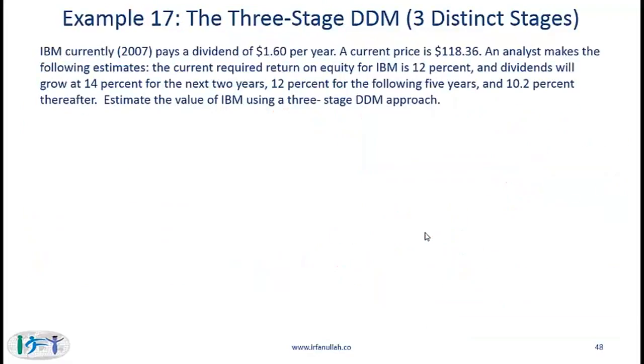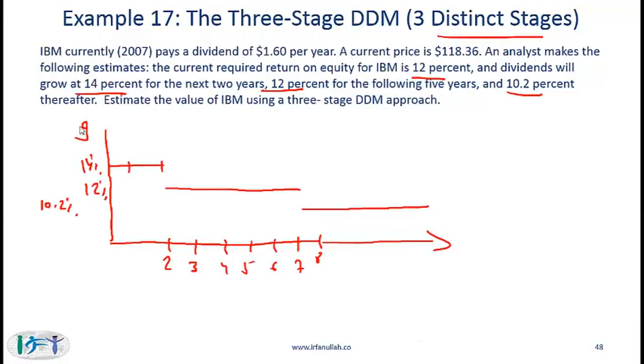Okay, let's take the 3 distinct stages first. You are given the dividend and then you are given 3 stages. The required return is 12%. Dividends will first grow at 14%, then they'll grow at 12%, then they'll grow at 10.2%. So here's what's going on. For year 1 and 2, we have a growth rate of 14%. So we'll estimate D1 and D2 and discount them back.